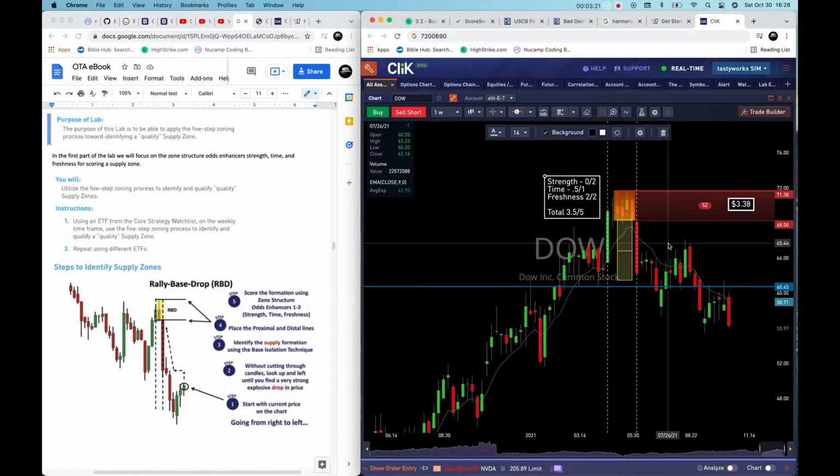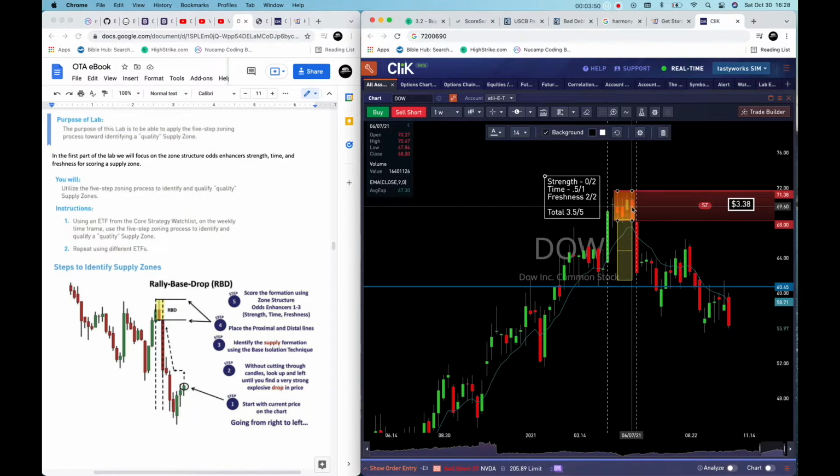Whenever you're moving to identify the base, you always want to find the explosive drop in price and then move to the origin of that explosive drop. Okay, when referring to our supply zone. So we have this candle closing beyond the range of the previous candle. We go to the previous candle and see that it closes beyond the range of its previous candle, but its previous candle does not extend beyond the range of the base.